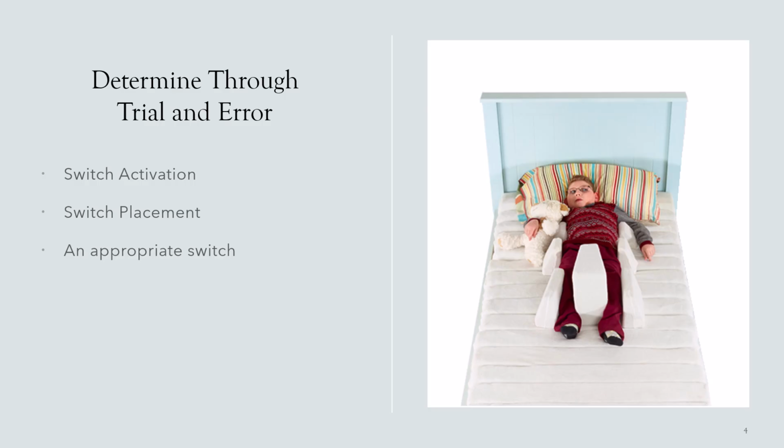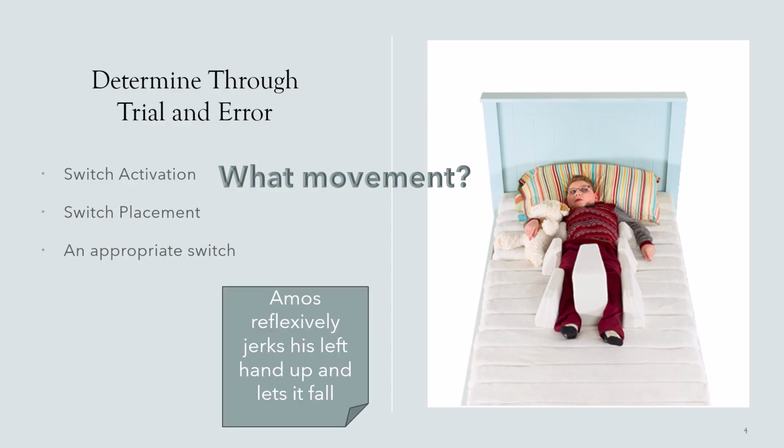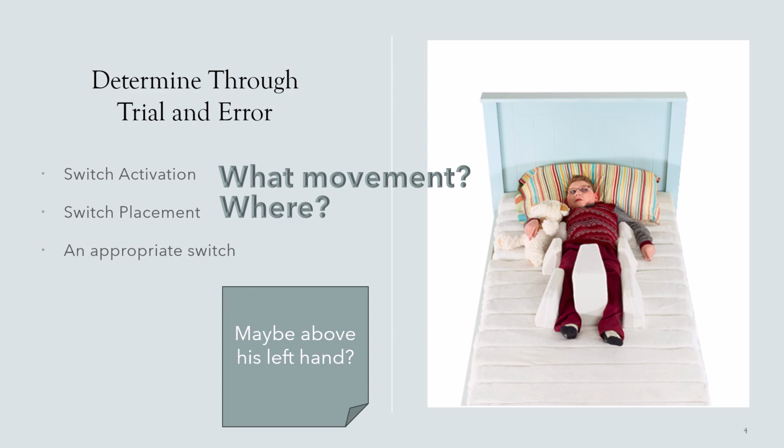As we learned in the last module, switch activation is determined through trial and error. What are the movements you observed? Let's start with Amos, a student with complex communication needs. The team observed that Amos reflexively jerks his left hand up and lets it fall. And then the placement of the switch. Where will you place it? Does it need mounted? Maybe above his left hand?